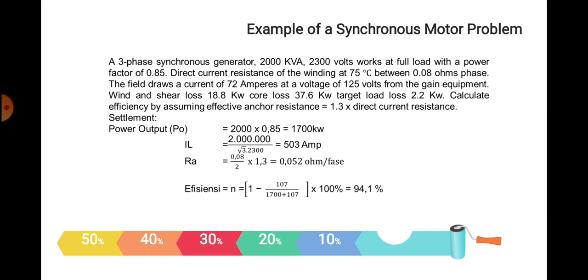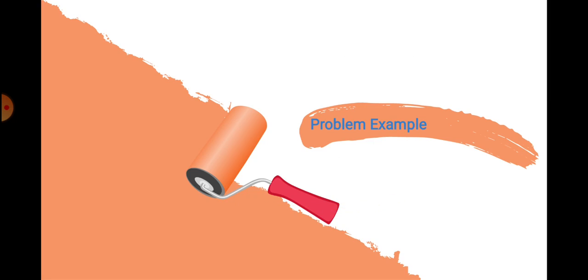Winding loss is 118 kilowatts, core loss 37.6 kilowatts, stray load loss 212 kilowatts. Calculate the efficiency by assuming the effective resistance is 1.3 times the direct current resistance. This is the result.